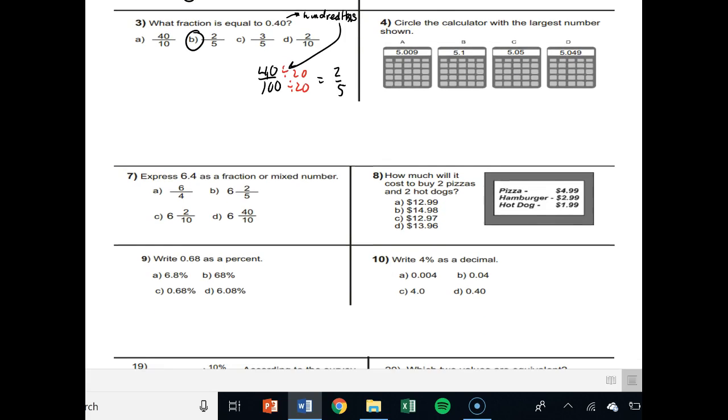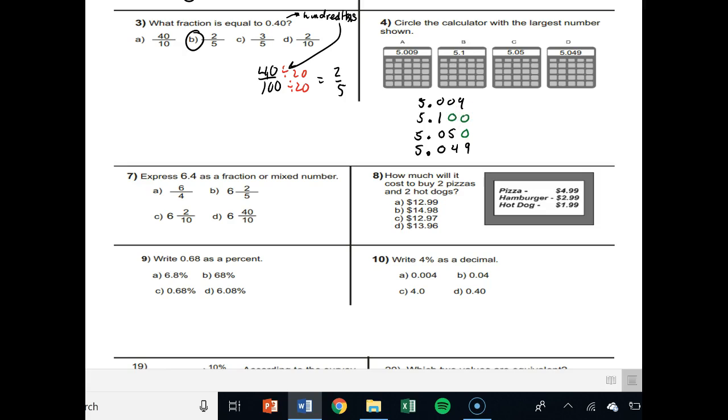For number 4, real quickly, it says circle the number with the largest value. Again, you've got graph paper, so you should be able to line this stuff up. Remember, we line up decimals right on the decimal, just like this. And in doing so, you should be able to clearly see, if you fill in all the empty spaces with zeros, which one is the biggest one.